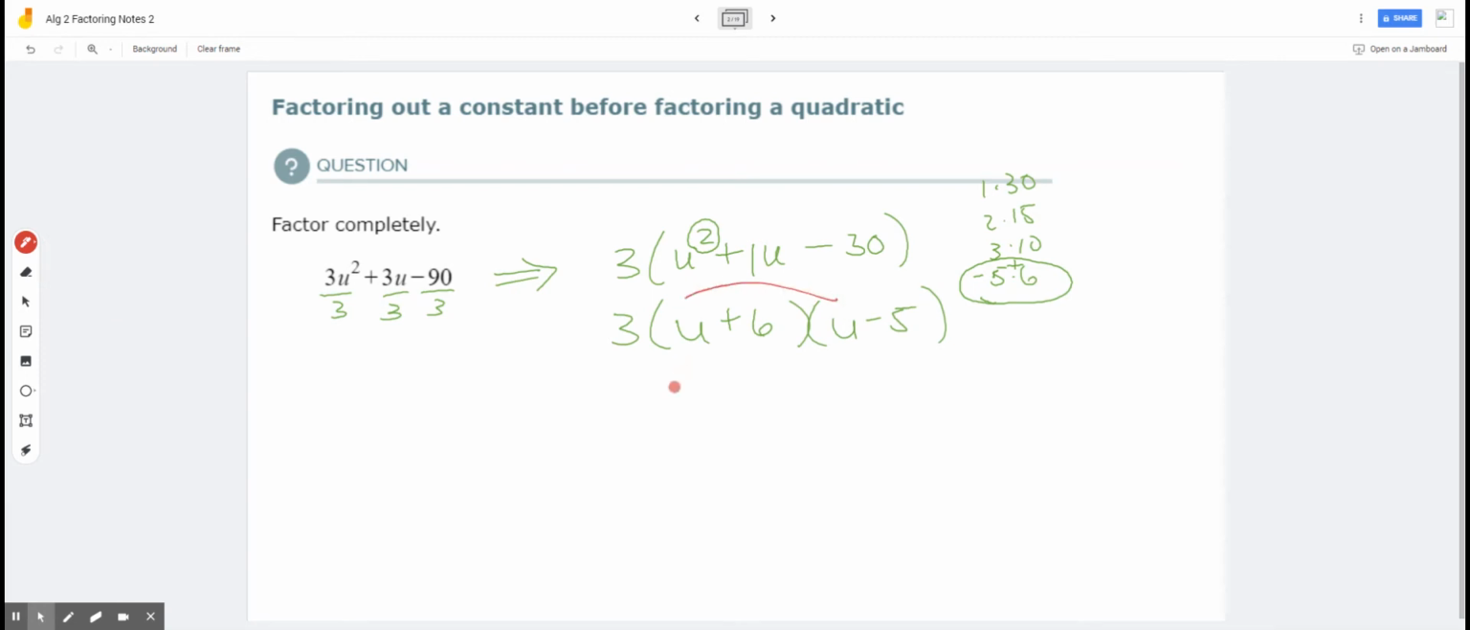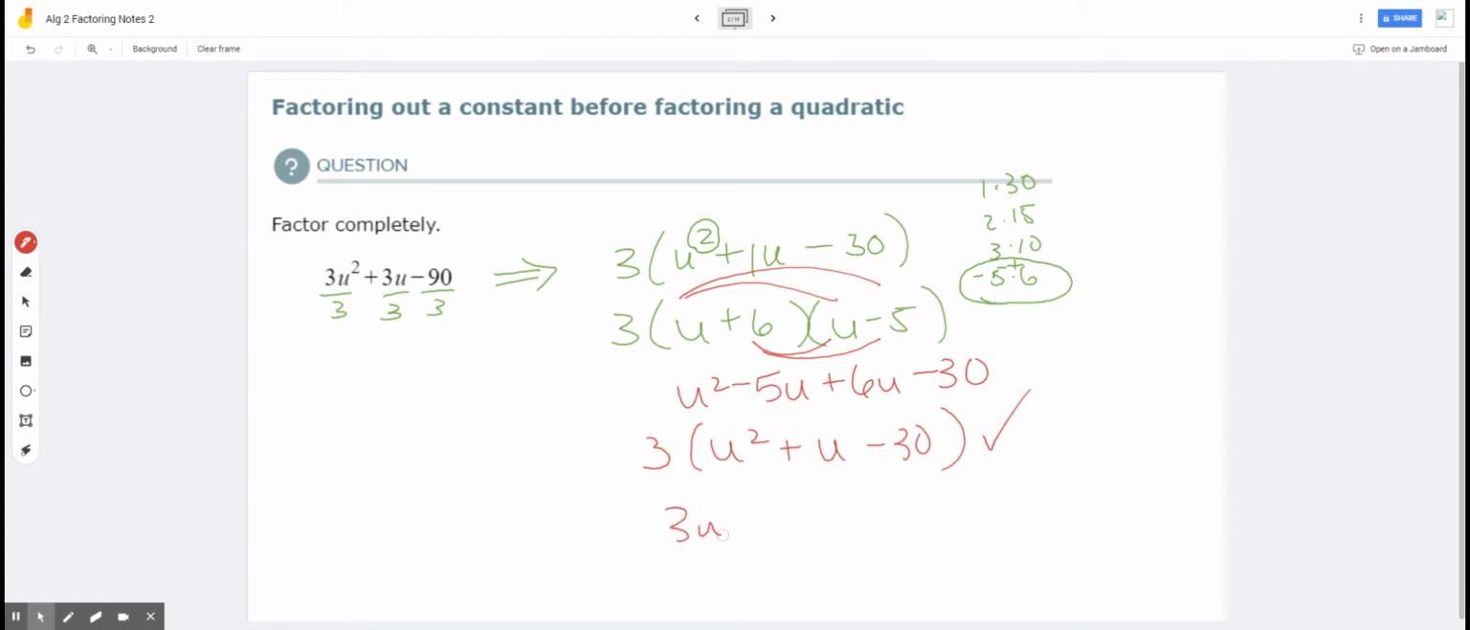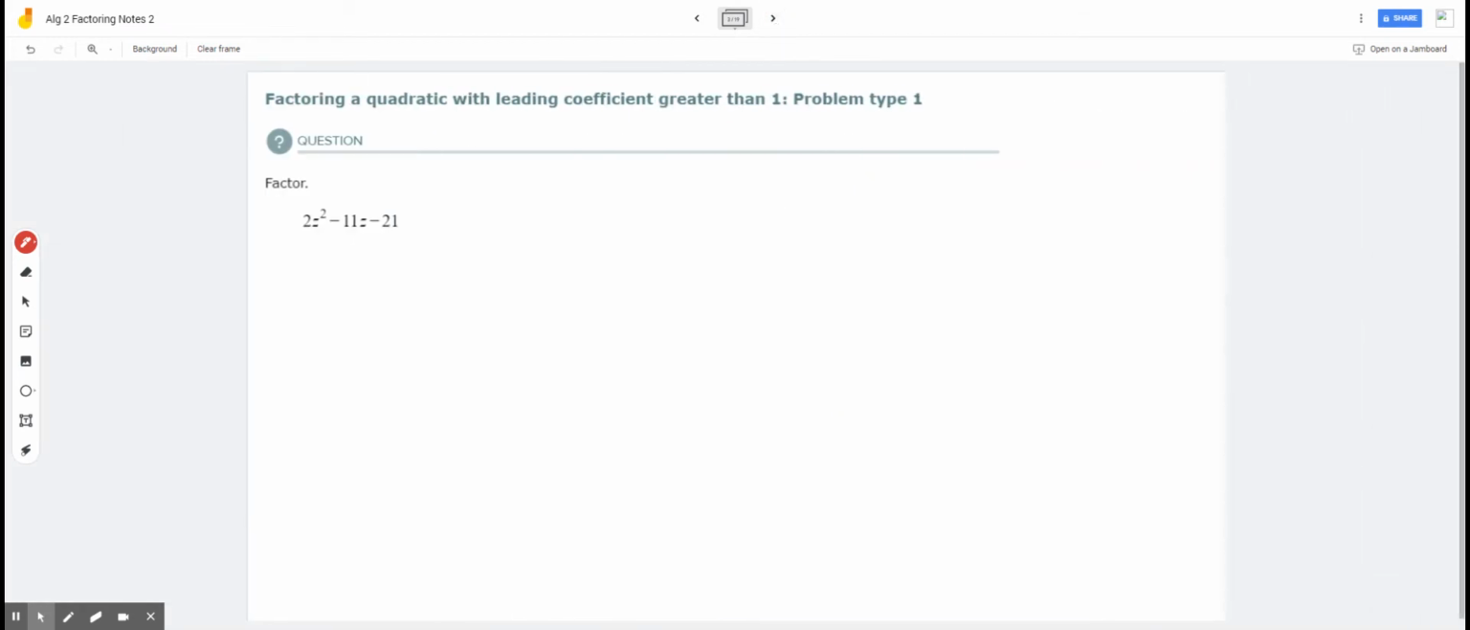People whine so much about checking. It takes you longer to complain than it does to actually multiply it out. And guess what? On a test, I'm actually going to ask you to show all your work. So there's no point in whining. I want you to be able to finish the problem and go, oh, dude, I totally got this right, because if I multiply it again, I'm back to where I started from. So I know I factored it correctly. Okay? Moving on.